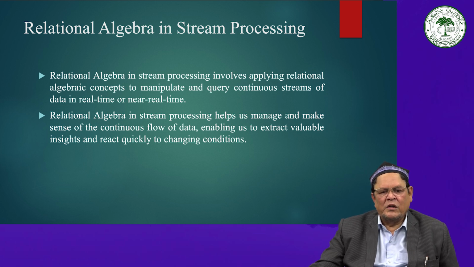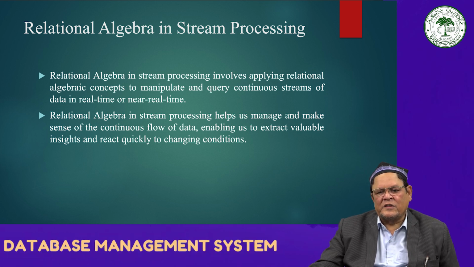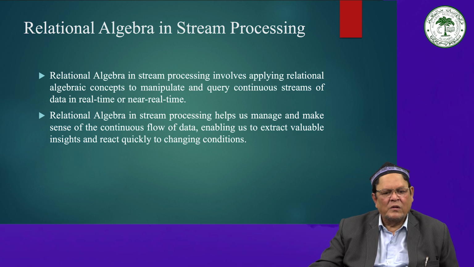For example, if you are monitoring a temperature sensor and want to know when the temperature exceeds a certain threshold, you can use relational algebra to filter out the relevant data points from the stream. Here is how it works. There are different types: a stream data model, relational algebra operations, a stream processing framework, continuous queries, and windowing.